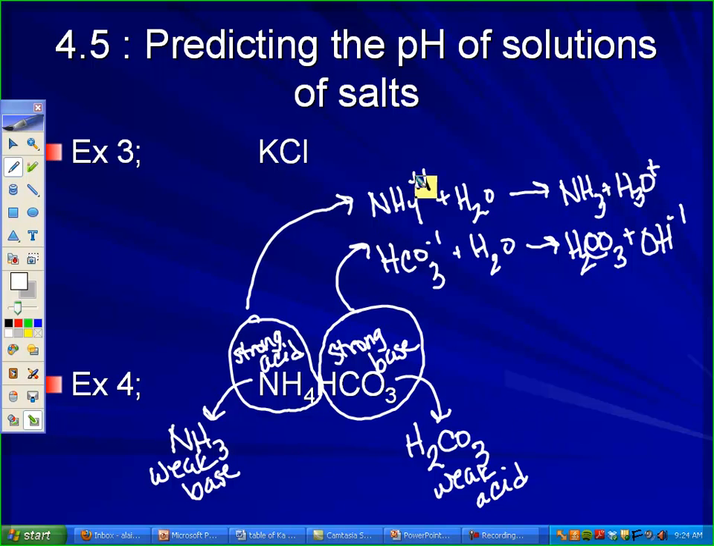Now, because these are happening in a 1-to-1 ratio here, that means that for every time this happens, you're going to have an H3O plus and an OH minus 1 canceling each other out. So this will also be a neutral solution, just as example 3 was.